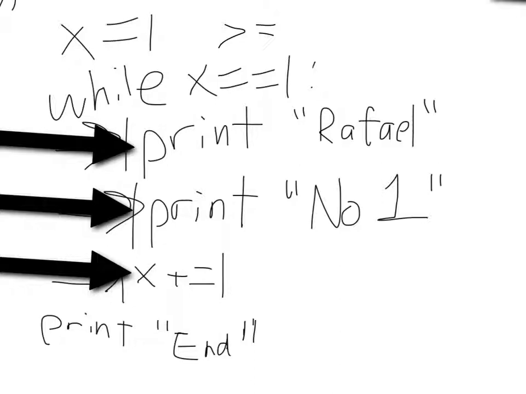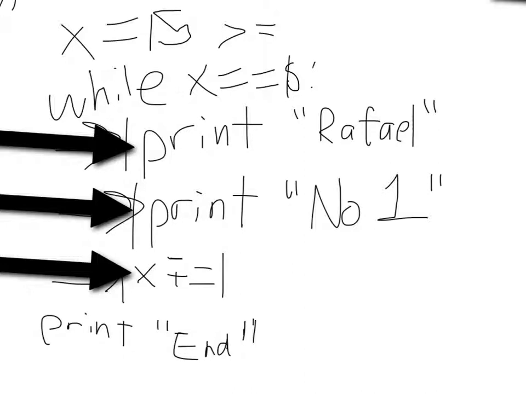But we could change that if we wanted to put a minus here. Instead of a plus, it would be minus 1. And then we start this off at 15. It would run this in here 15 times, because it would start at 15 and minus 1 every time.